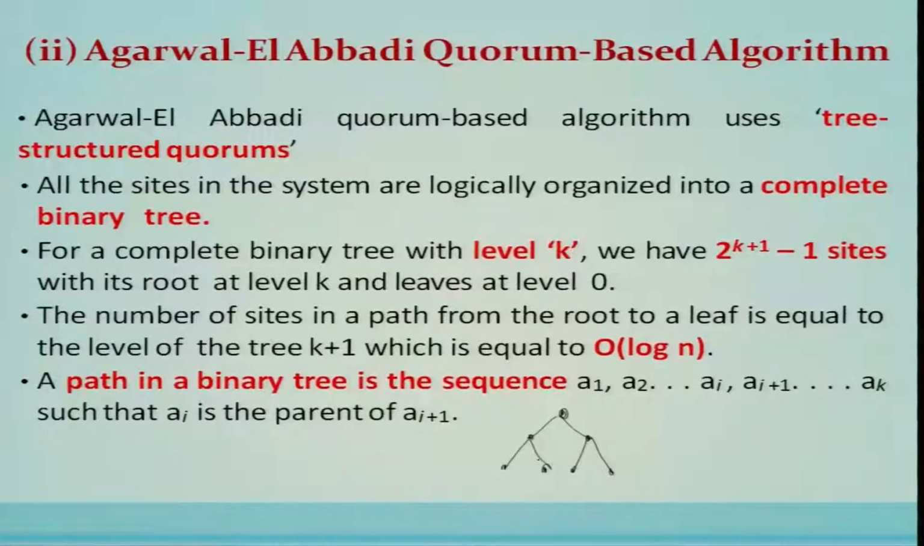So, this is a complete binary tree. Here the leaves are at level 0, this is level 1, and this is level 2. How many sites do we have? 2^(k+1) - 1 sites. Here k is 2, so 2 plus 1 is 3, 2^3 is 8, minus 1 is 7. Seven different nodes are participating in this case, and the root is at level k.